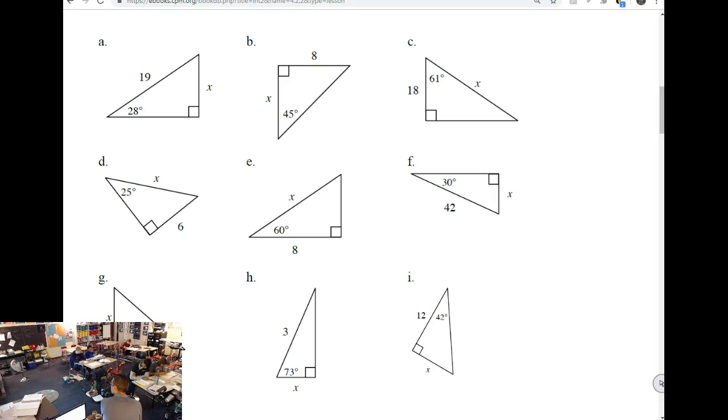So can we use tangent on A? No. You've got to use sine. Sine. It is sine.